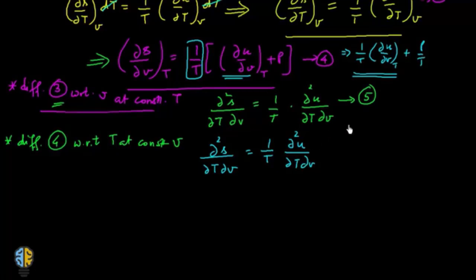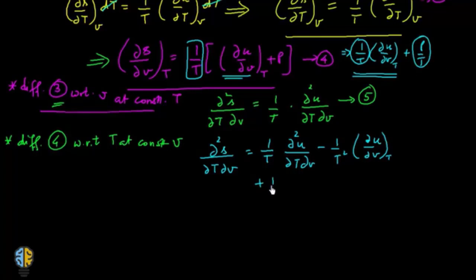Okay, so this is what you get. Right, now let's differentiate this function. So this would become minus 1 by T square, and this part would be as it is, ∂U/∂V at constant temperature. Alright, now let's come to this part.